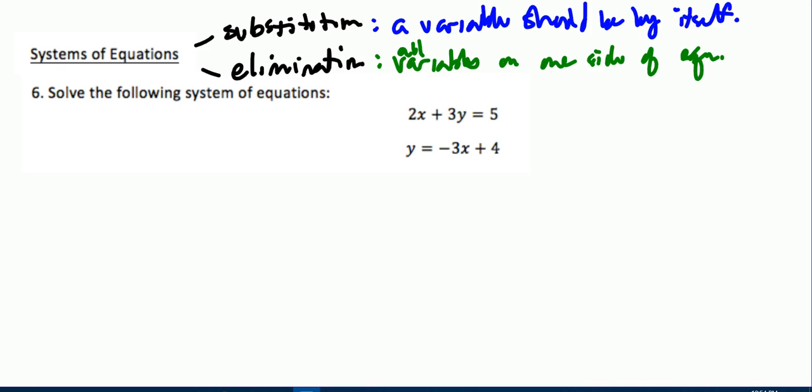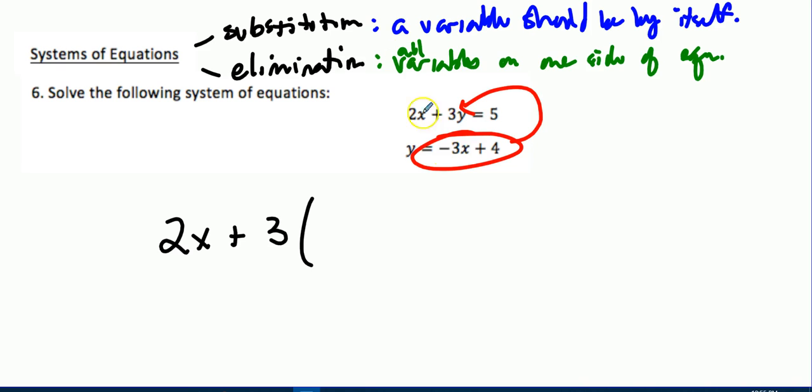Okay, so I looked at this problem here, number 6, and I see that I have one variable, y equals something, which means the variable is all by itself, so I should probably try substitution. And the way that works is I take this part, negative 3x plus 4, and I'm going to plug that in to the y in this equation. So I'm going to get 2x plus 3, in the big parentheses, I'm going to plug in negative 3x plus 4. I'm going to close parentheses, and write the rest of the equation, equals 5. And now I have this new equation to solve.